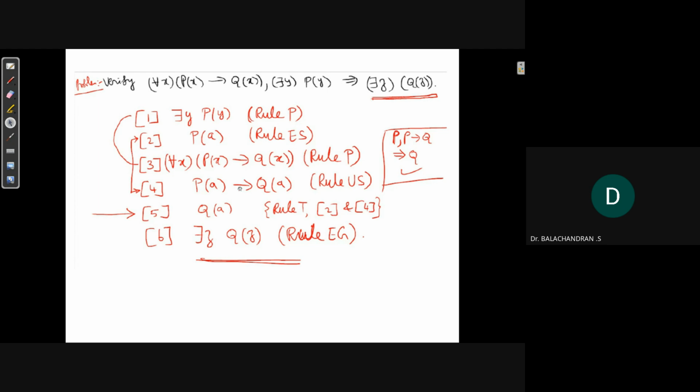Now from here to here, I use rule US because this is true for every x, so that's why it is true for what? Particularly a. So P of a implies Q of a. Now P, P implies Q is what? Q. So Q of a.